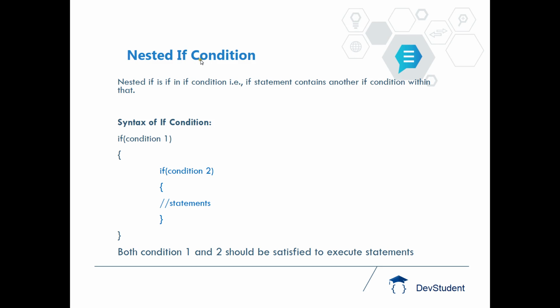If the outside one is satisfied, the code will go inside, and the inside one also has to be satisfied to execute the statements, because the code has to go inside that. So this is how a nested if condition works.